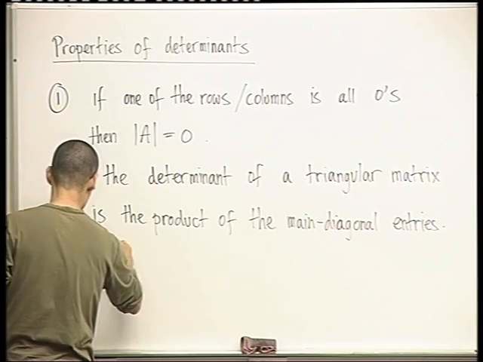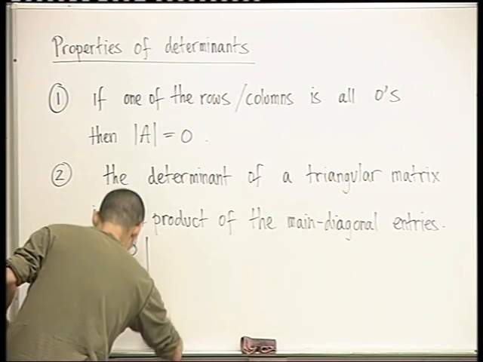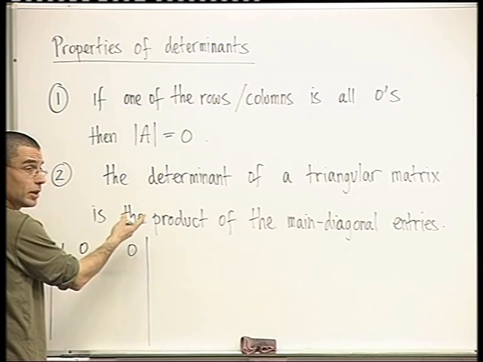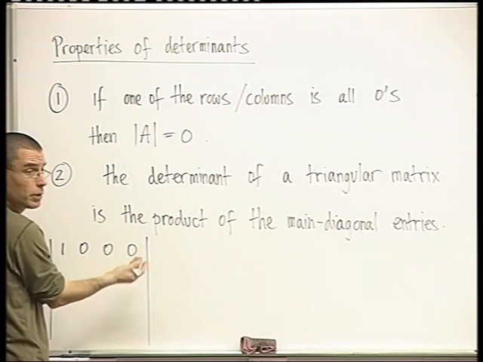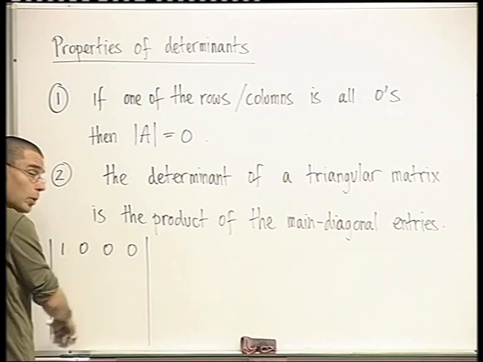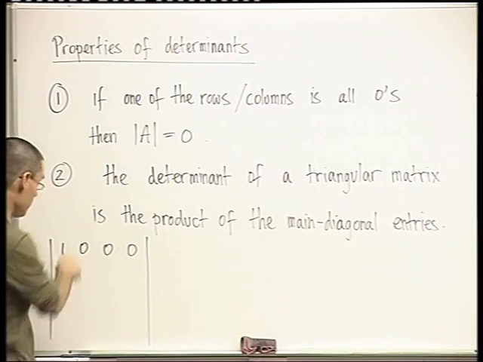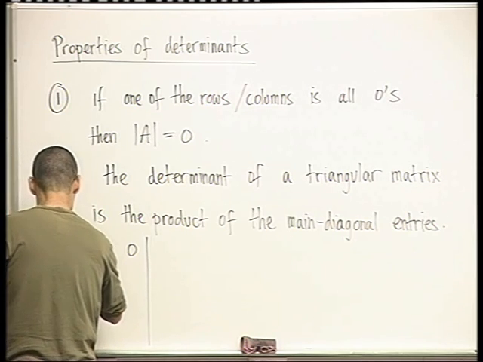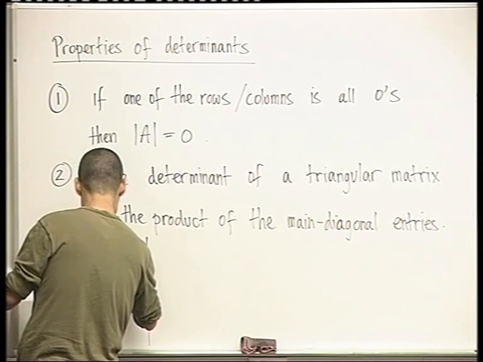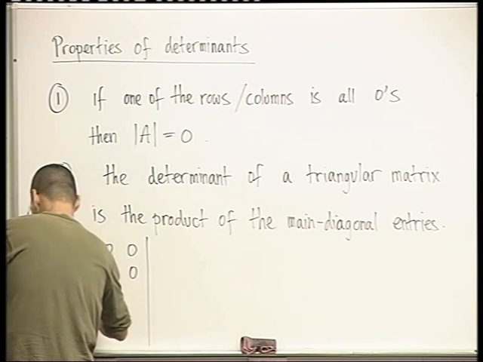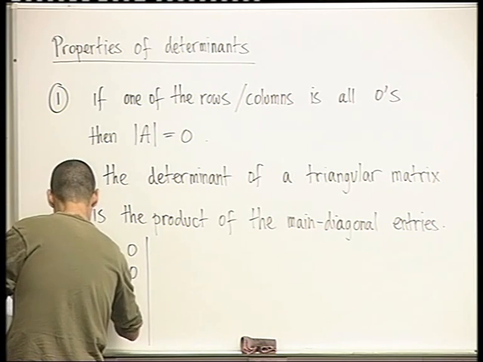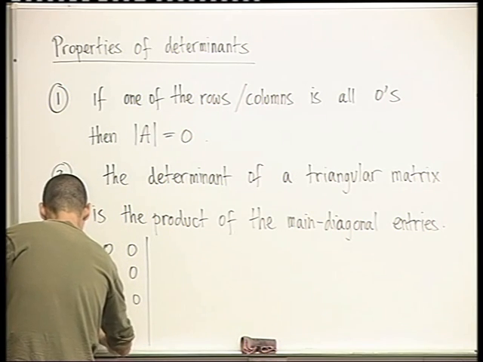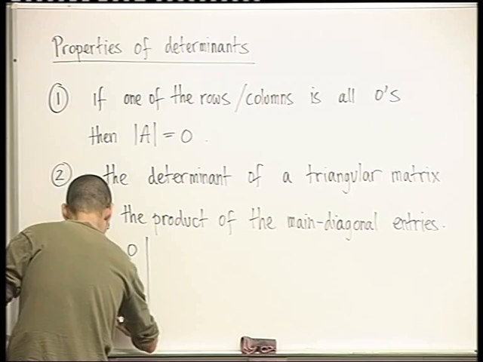Here's a triangular matrix. A triangular matrix can either be upper triangular, where all the entries below the main diagonal are zero, or lower triangular, where all the entries above the main diagonal are zero. So this is going to be a lower triangular matrix. 2, negative 3, 0, 0, 4, negative 1, 3, 0, and 2, negative 5, 1, 2.